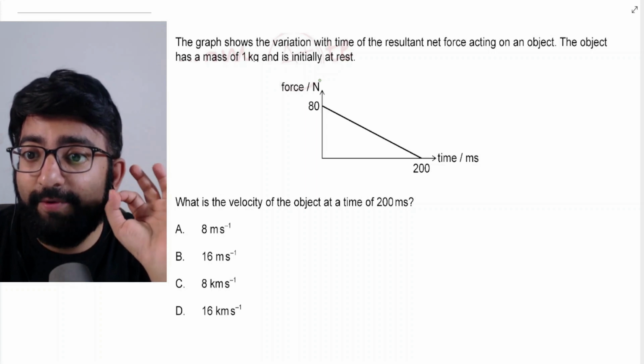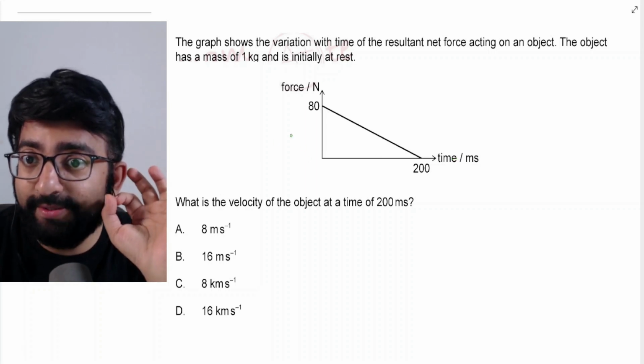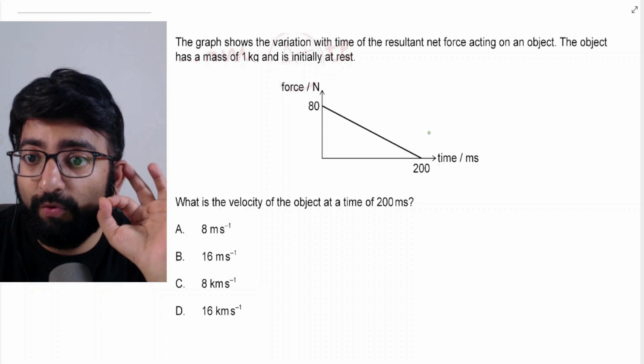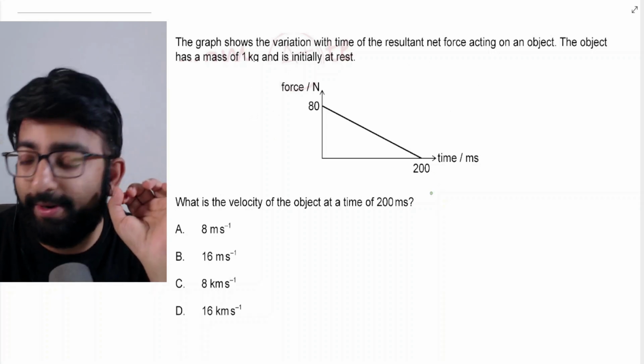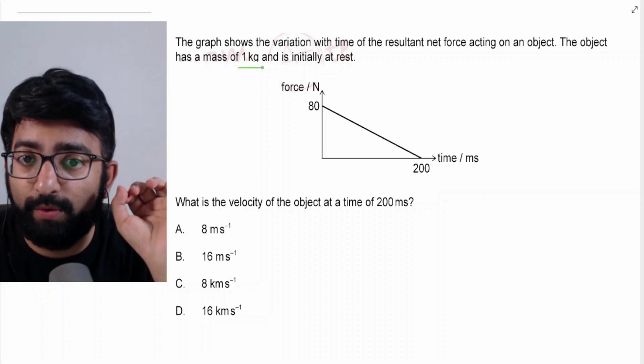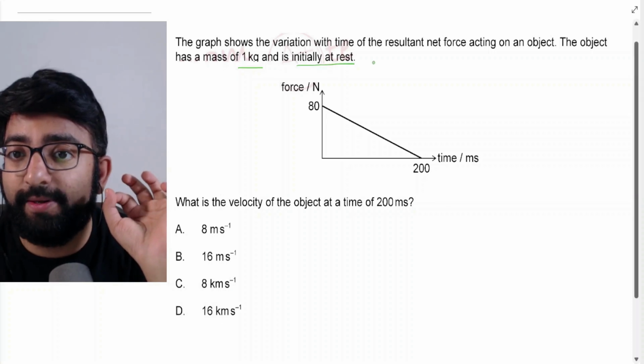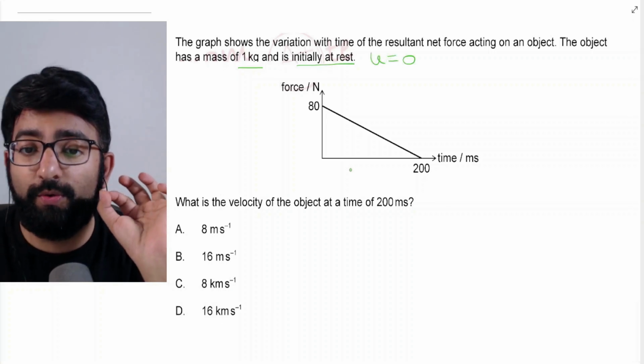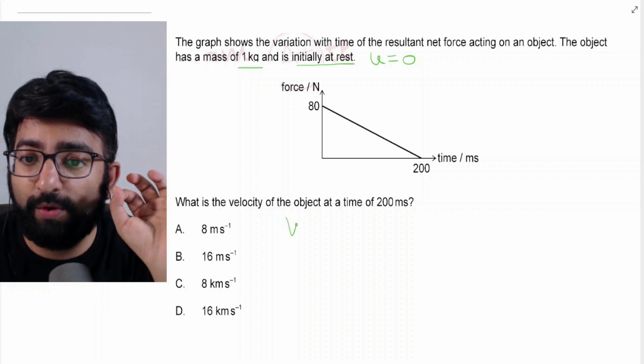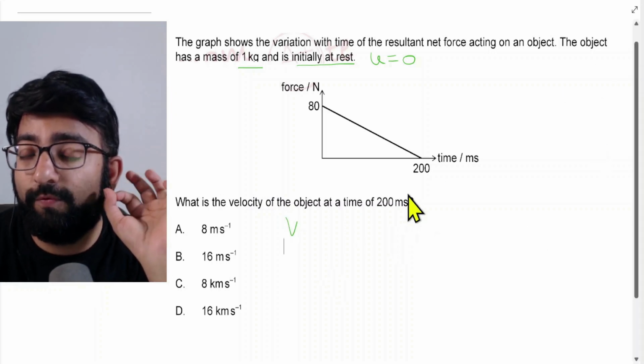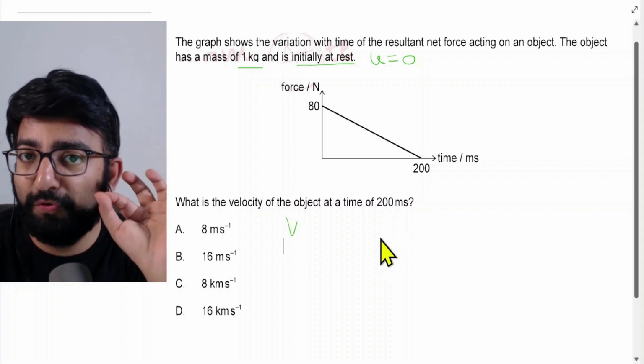So here we have been given a force-time graph where on the y-axis we have the resultant net force, on the x-axis we have time. It is given the mass of the object is 1 kilogram and initial speed is 0. So let's write down u is equal to 0. We need to figure out the velocity of the object at the end of 200 milliseconds. So how do we do that?